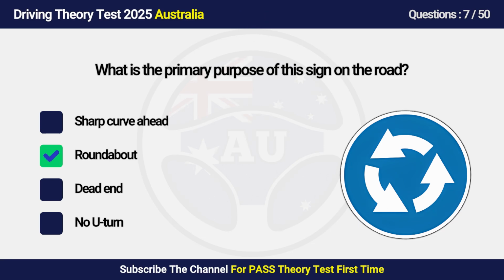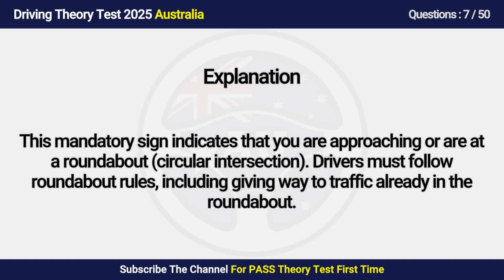Answer is B. Roundabout. This mandatory sign indicates that you are approaching or are at a roundabout, a circular intersection. Drivers must follow roundabout rules, including giving way to traffic already in the roundabout.